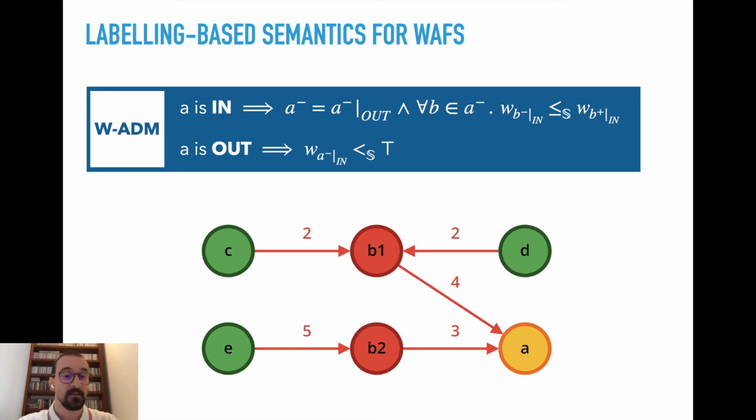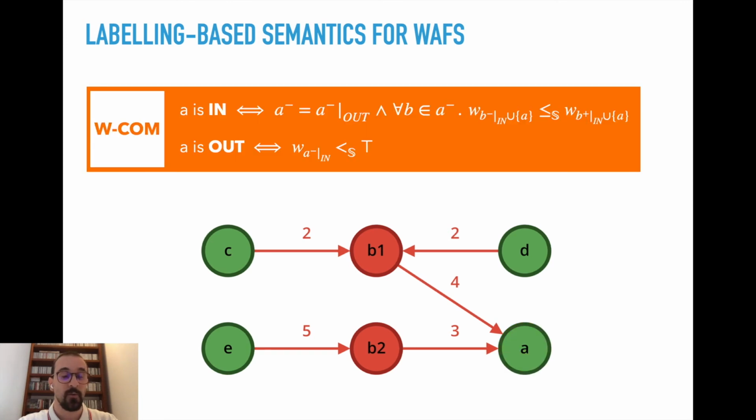And this is another example of weighted admissible labeling, in which we can see that the argument A can also be left undecided. And if we instead want a weighted complete labeling, then it is mandatory to also label the argument A as in. And indeed, it is also always defended by the arguments C and D.